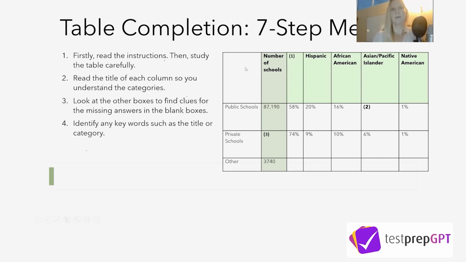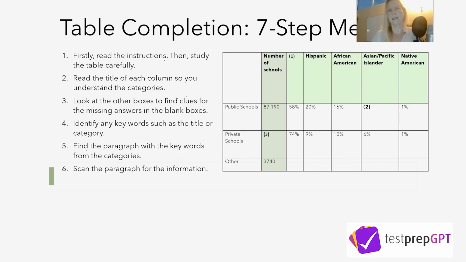Again, use your highlighter, if it's a paper-based test, to highlight any keywords. 5, find the paragraph with the keywords from the categories. 6, scan the paragraph for the information. 7, select the words to fill the gaps. All right, so this is our 7-step method.